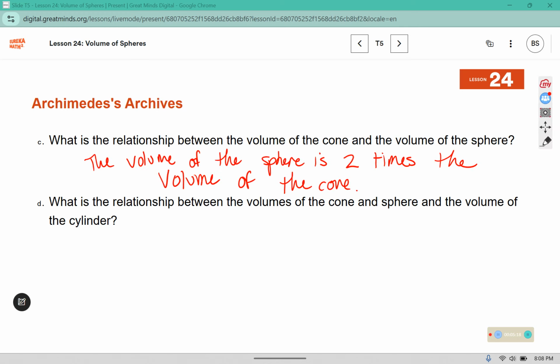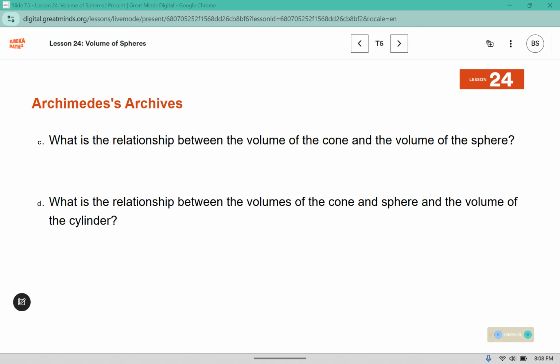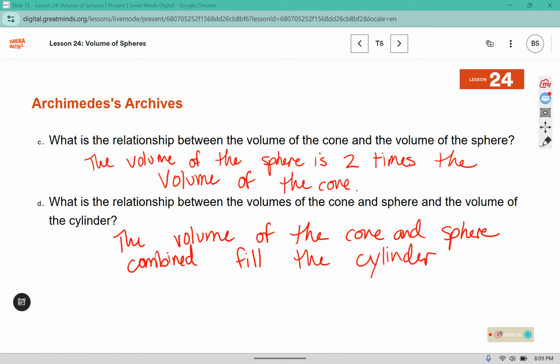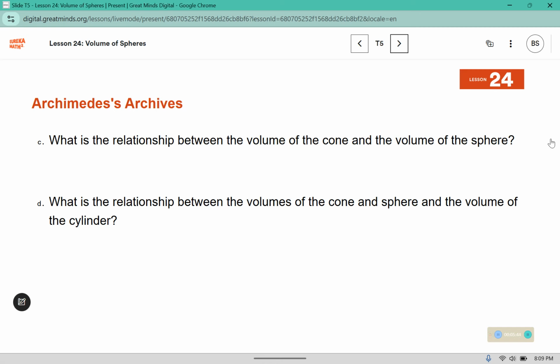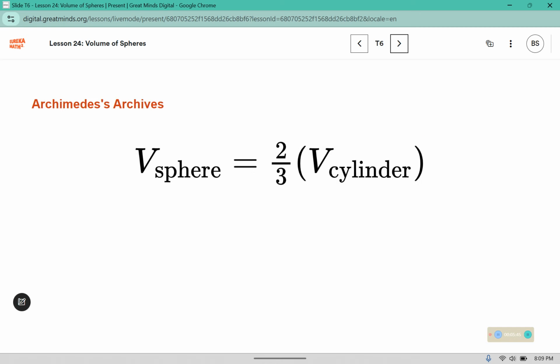What is the relationship between the volumes of the cone and sphere and the volume of the cylinder? Well, if we combine the empty space, which was the sphere, with the water that was left made up from the cone, that would fill the entire cylinder. So the sphere is 2/3 the cylinder.